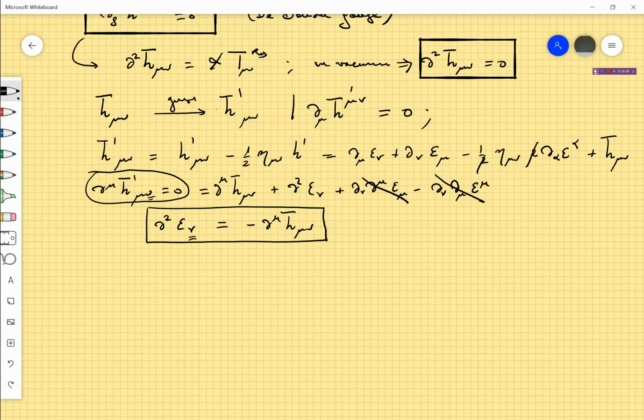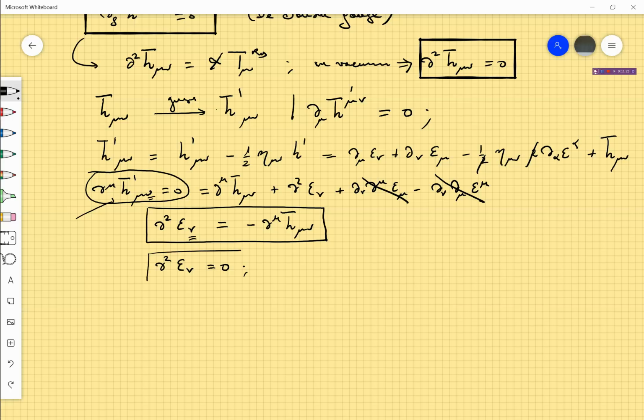If you now perform gauge transformations that satisfy this condition, then they don't modify the de Donder gauge, but you can use them to remove additional components or additional degrees of freedom of h bar. It's more precise to say that you don't remove components in general. What you do is you find relations between them, so there are fewer of them which are independent.